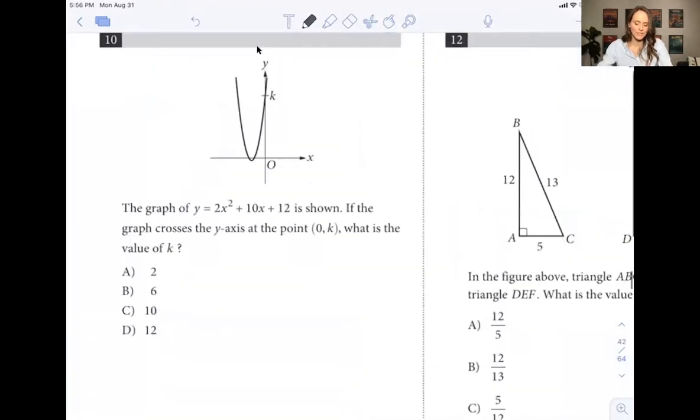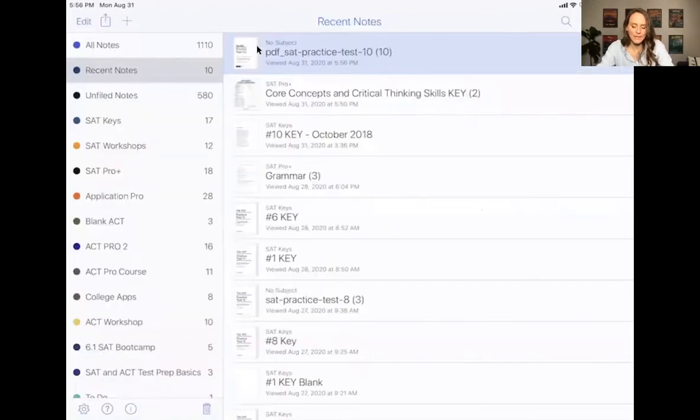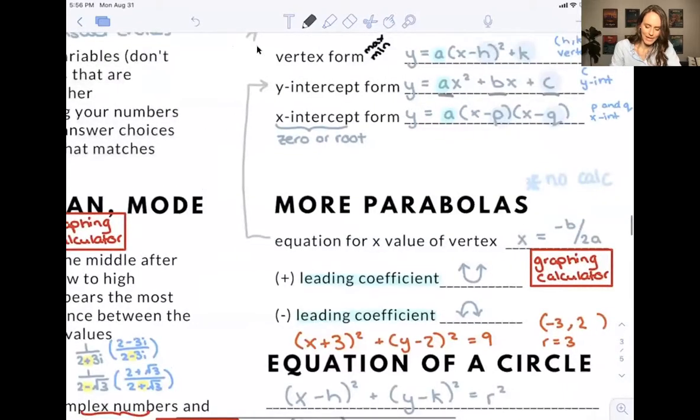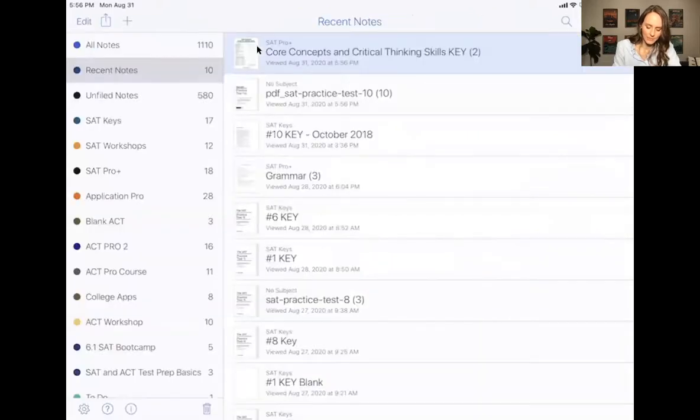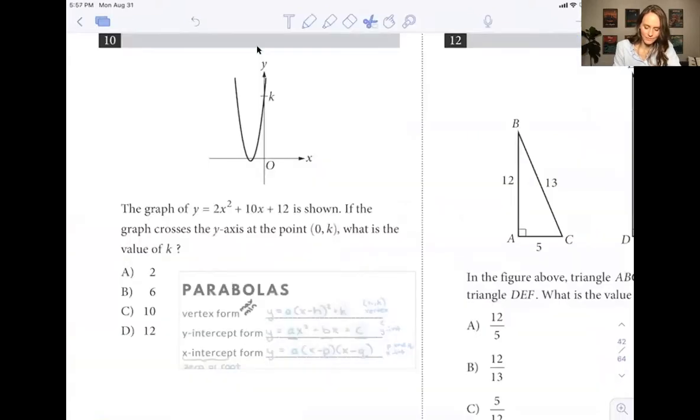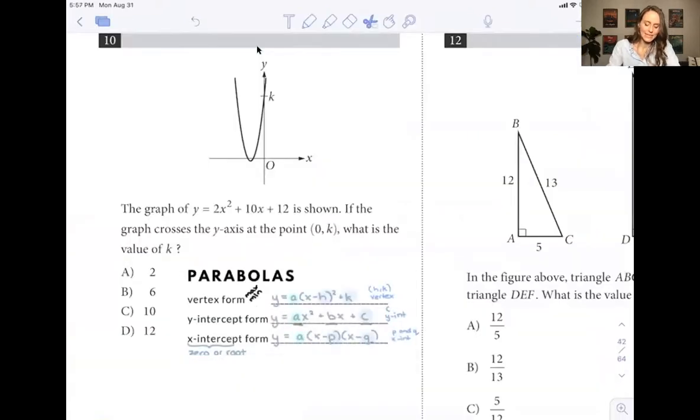For question number 10, they give us a parabola. So I am immediately thinking of my parabolas over here from the core concepts. So they give me a parabola, and I'm just going to pop this right here. And I can see, oh, that equation of the parabola that they gave me is in y-intercept form.